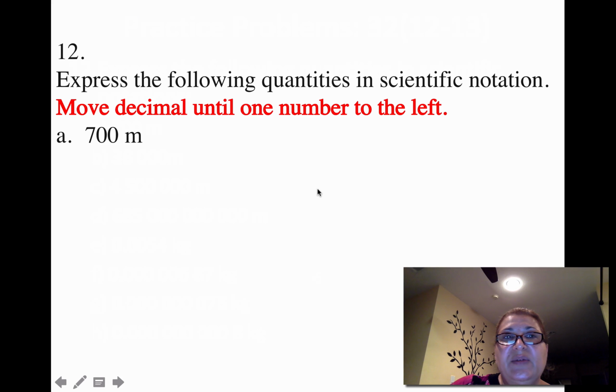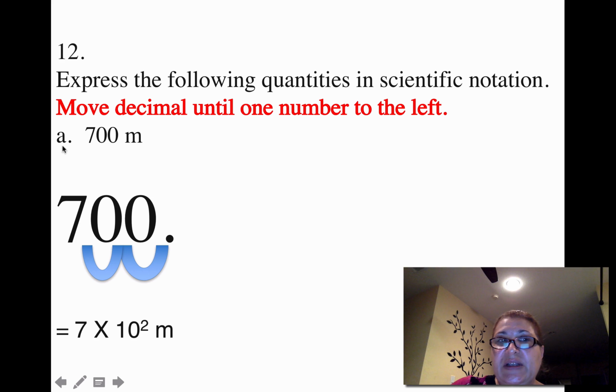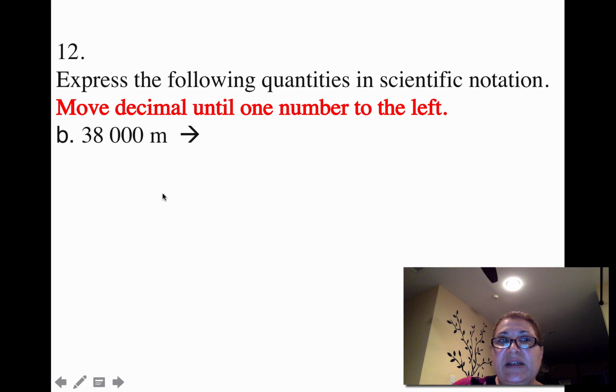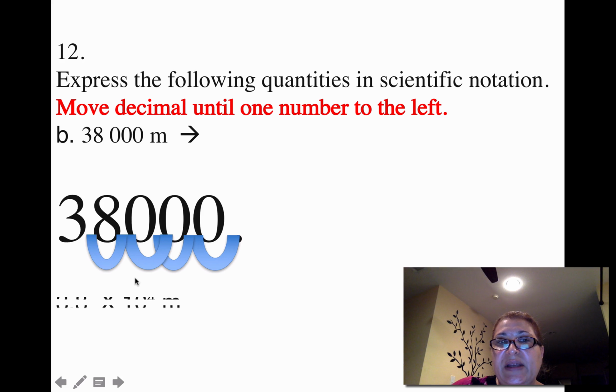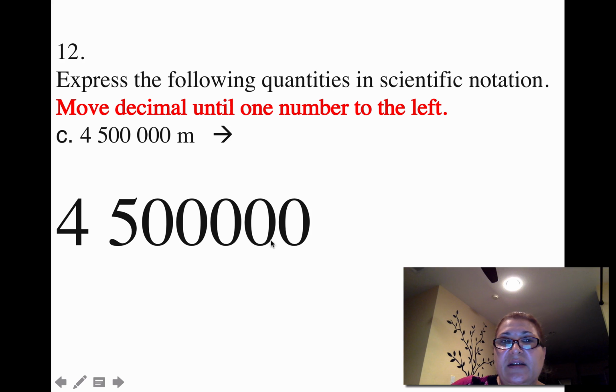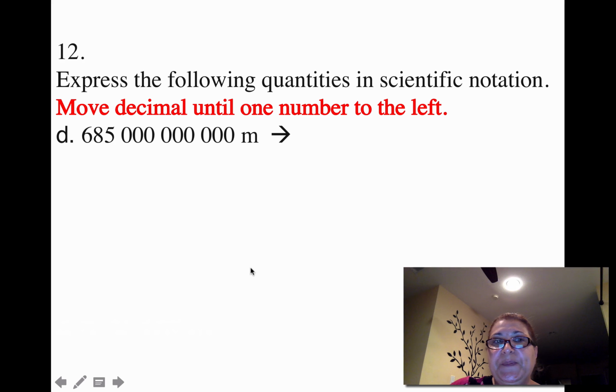We have practice problems 12 and 13. So 700, the decimal is right here. We move 1, 2 places. So it's 7 times 10 to the positive 2 because we move to the left until there's one number to the left. 38,000, we move 1, 2, 3, 4, so 3.8 times 10 to the positive 4. And then we have 1, 2, 3, 4, 5, 6: 4.5 times 10 to the positive 6 because we move to the left until there's one number to the left.